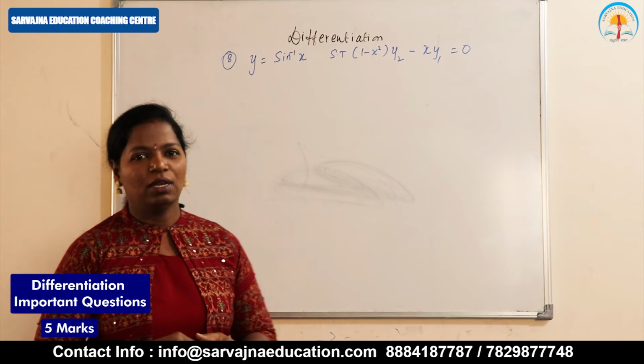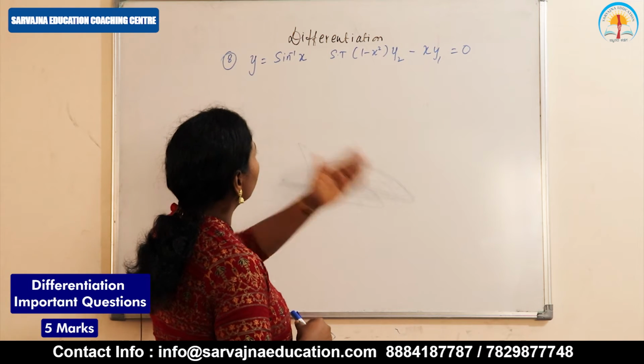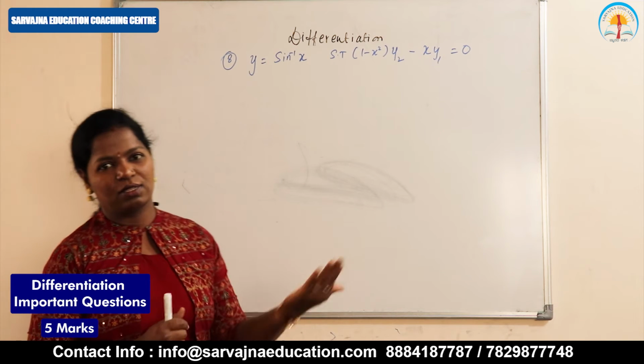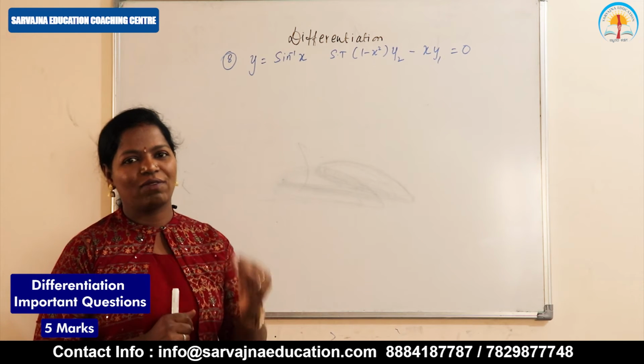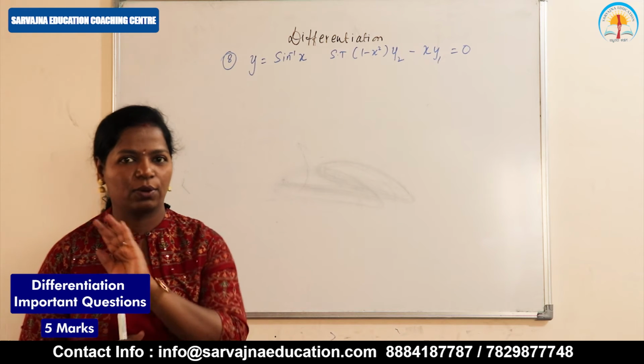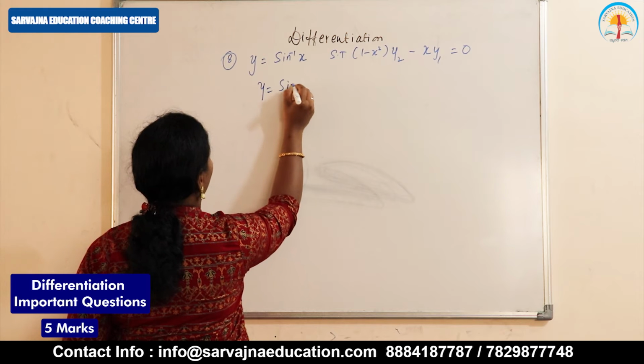Guys, eighth question. y is equal to sine inverse x. Show that 1 minus x square y2 minus x y1 is equal to 0. I already told you in the previous problems. y1 is nothing but dy by dx, y2 is nothing but d square y by dx square. Don't get confused. So now y is equal to sine inverse x.